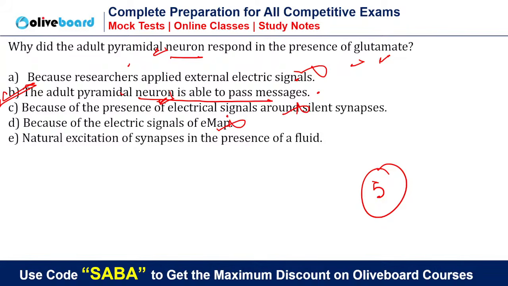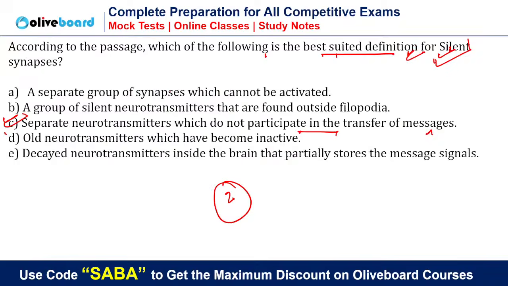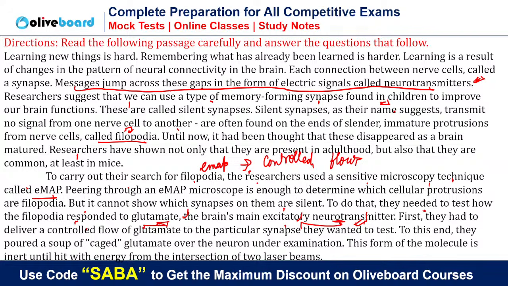Check E, natural excitation of synapses in the presence of fluid. They poured a soup of caged glutamate over the neuron under examination. This form of the molecule is inert. Inert means inactive until hit with energy from the intersection of two laser beams.